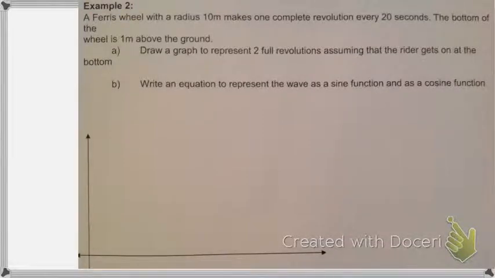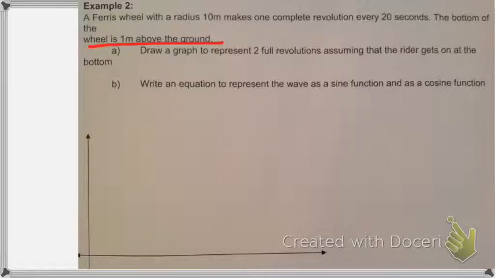Alright, so read example 2 here. We have a Ferris wheel. The radius of the Ferris wheel is 10 meters and it makes one complete revolution every 20 seconds. The bottom of the wheel is 1 meter above the ground. Now that's important because that tells us something about the lowest point of our graph.